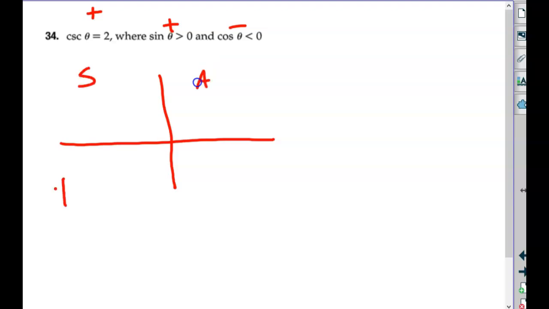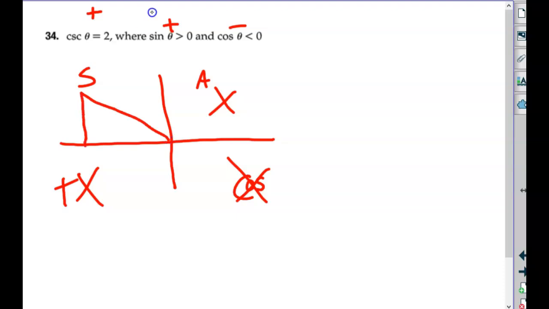All students take calculus. Okay, cosine is positive here, so that one's out, that one's out, that one's out. The sine is positive here, and the cosine is negative. So this is negative, this is positive, and the hypotenuse is always positive. All right, cosecant is 2 over 1, which means what? Yes, okay, so the sine is 1 over 2, which would be opposite over hypotenuse. So the 1 goes here, 2 goes here. What goes here then?